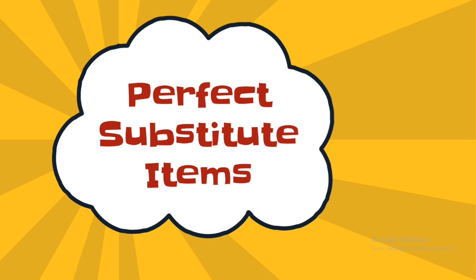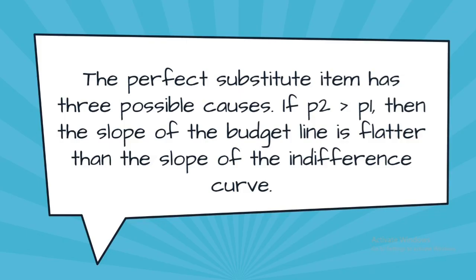Perfect substitute items. Perfect substitutes have 3 possible cases. If P2 is bigger than P1, then the slope of the budget line is flatter than the slope of the indifference curve. In this case, the optimal bundle is where the consumer spends all his money on the purchase of item 1. If P1 is bigger than P2, then the consumer purchases only item 2. Finally, if P1 equals P2, there are various optimal choices. Any quantities of items 1 and 2 that meet the budget constraint in this case are optimal.